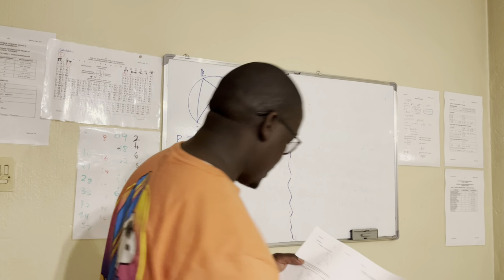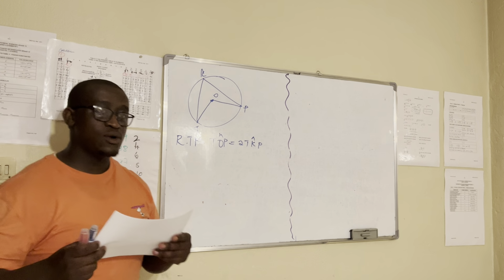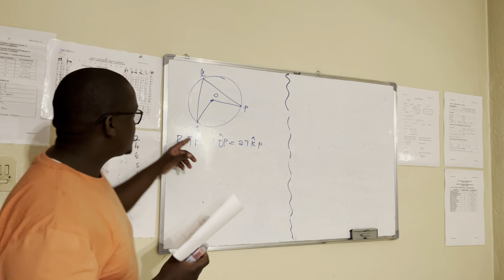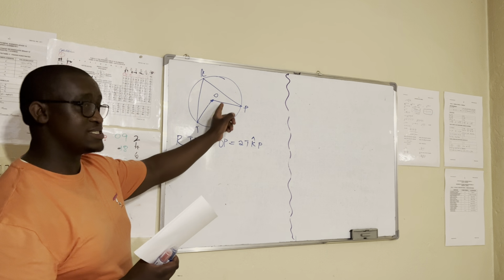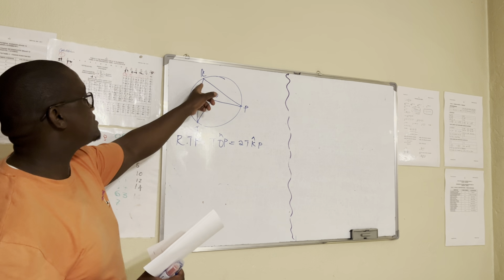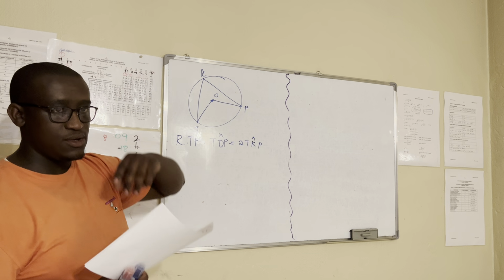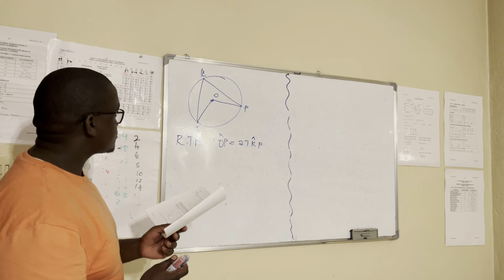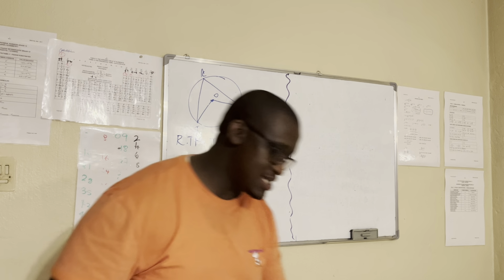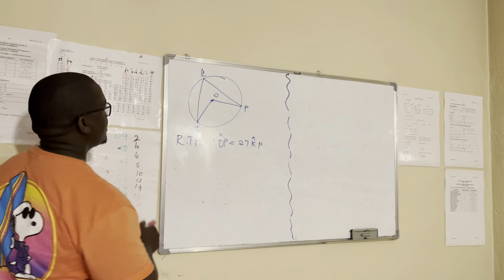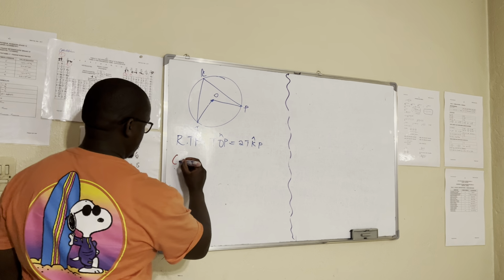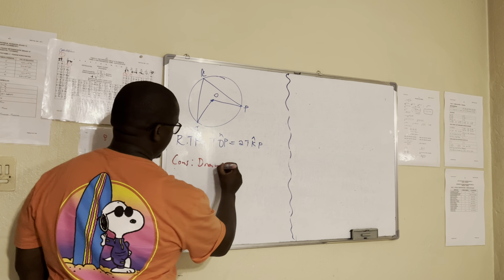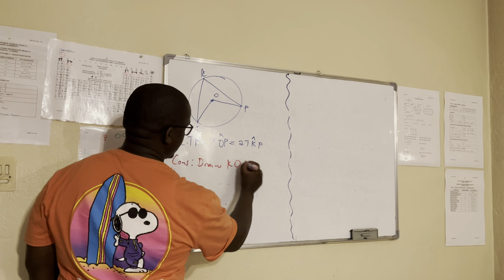Guys, listen. The question says we should prove that angle TOP, the outside one, is equal to 2 times the angle K on top. The first thing is to construct. We draw the ray K, O, and produce it.